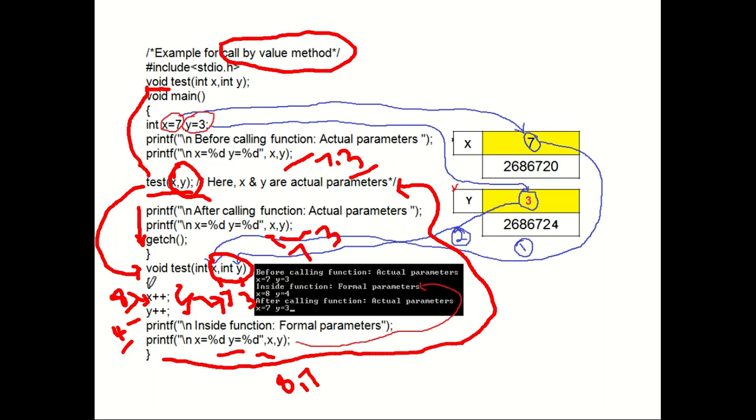The modified values of x and y, which belong only to this function definition, are what here? 8 and 4. So what do we call this? Call by value. Keep in mind, in call by value, the actual parameters will not be modified due to modification of the formal parameters.